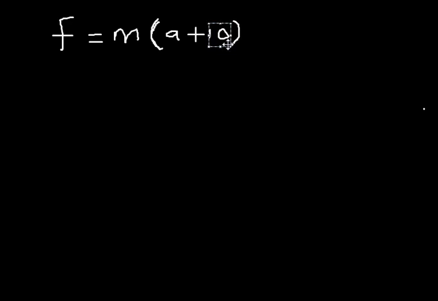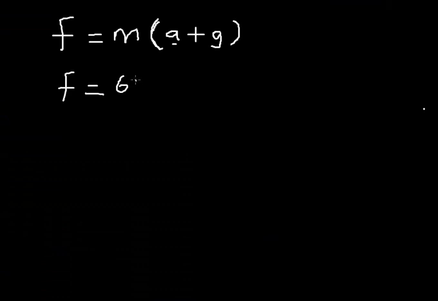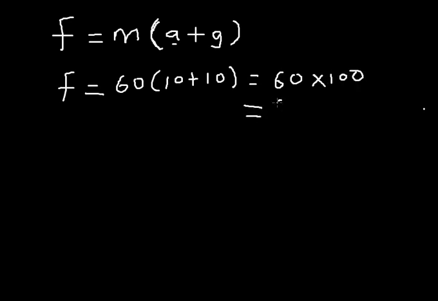Please pardon me. So this is going to be equal to, mass is 60 and the acceleration is 10. So that's going to be 60 times 10 plus 10. So that's going to be 60 times 100, which is 600 Newton.